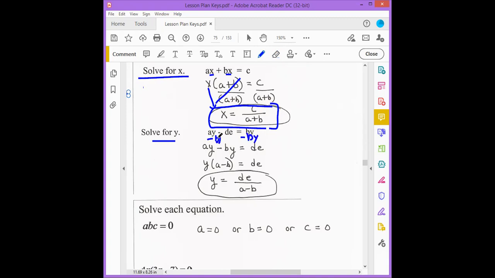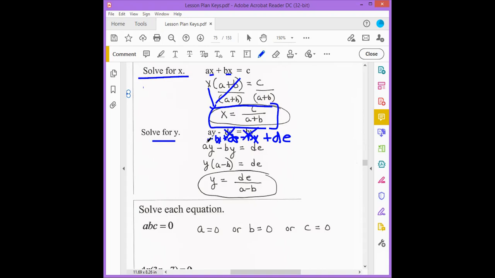Also, we're going to remove that DE term. So we're going to add DE, move DE to the right side of the equation. So we're adding DE to both sides. When we do that, the DEs will cancel on the left side of the equation, and that leaves AY minus BY. On the right side, the BY's will cancel, leaving DE.